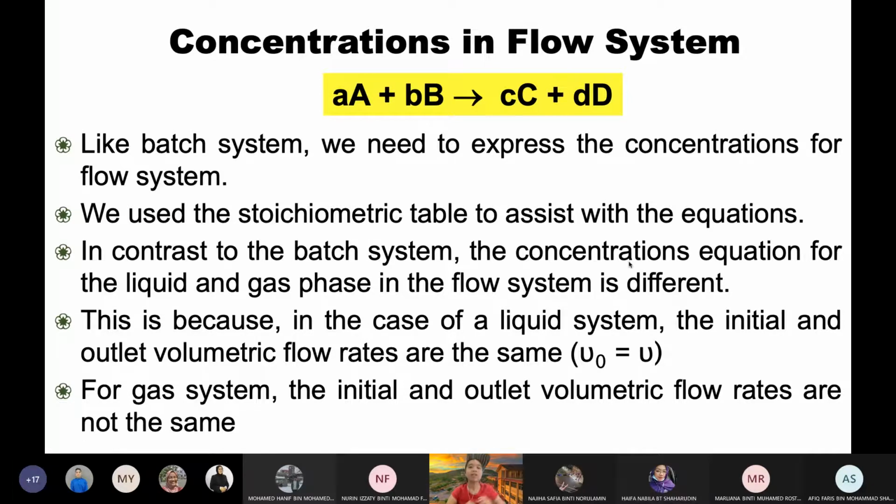Okay, sebelum ni, kalau case batch, kami ingat kan case batch, kita nak cari concentration. Dia kan concentration sama dengan bilangan mol bahagi dengan volume reactor. So, sebab volume, someone want to ask question ke?